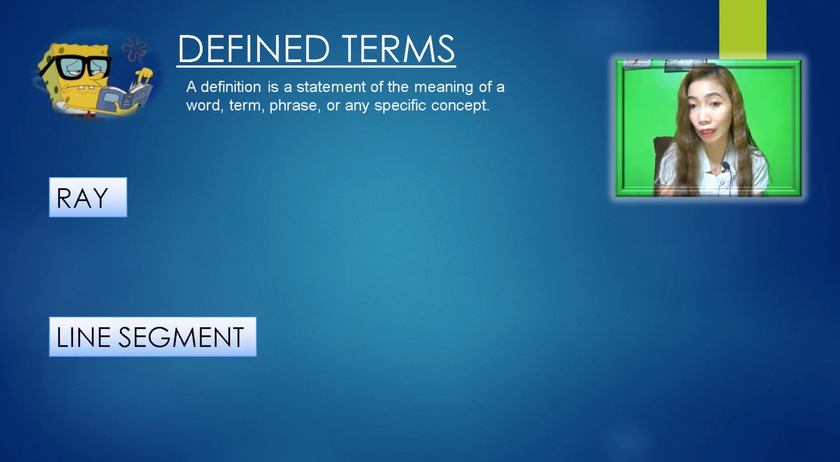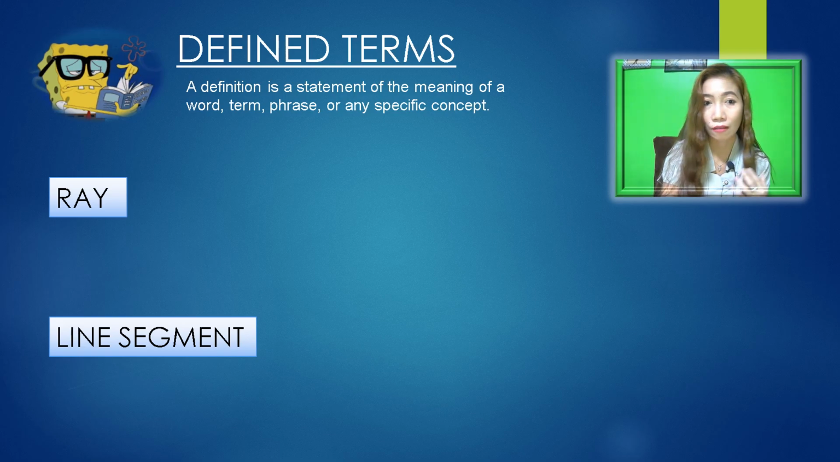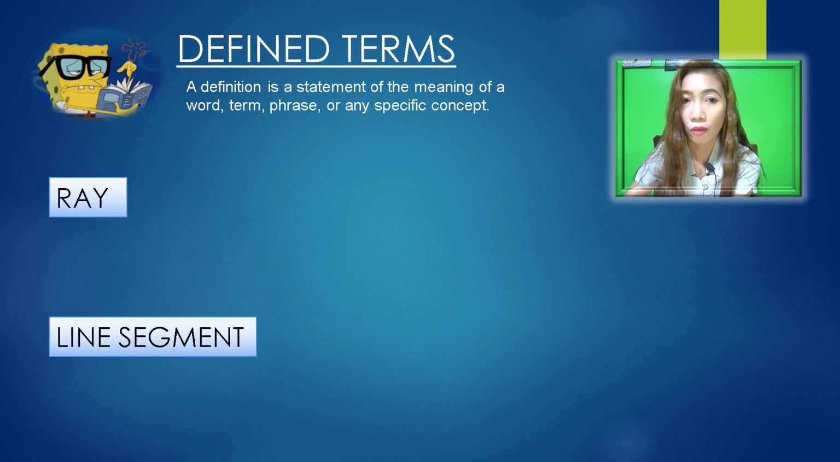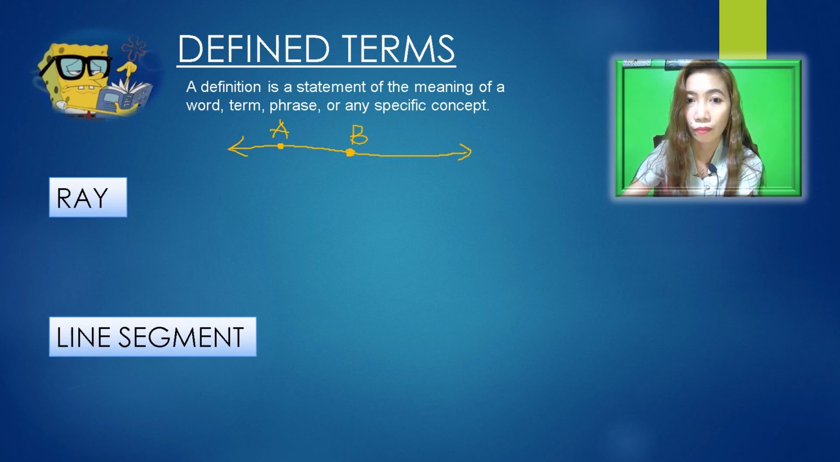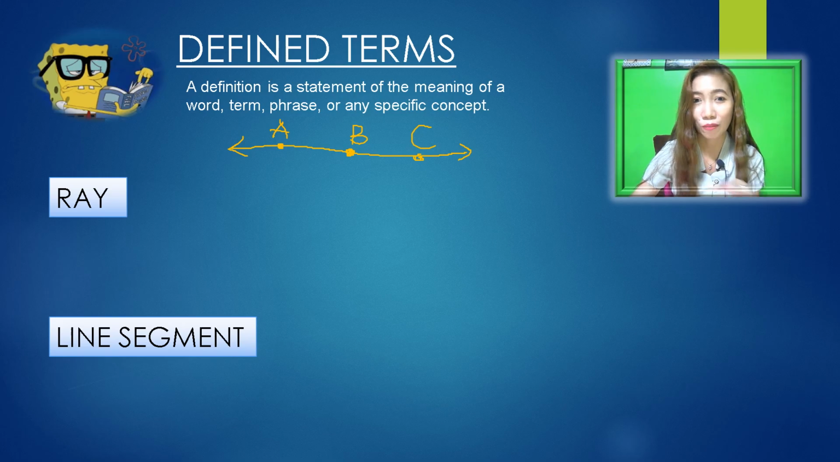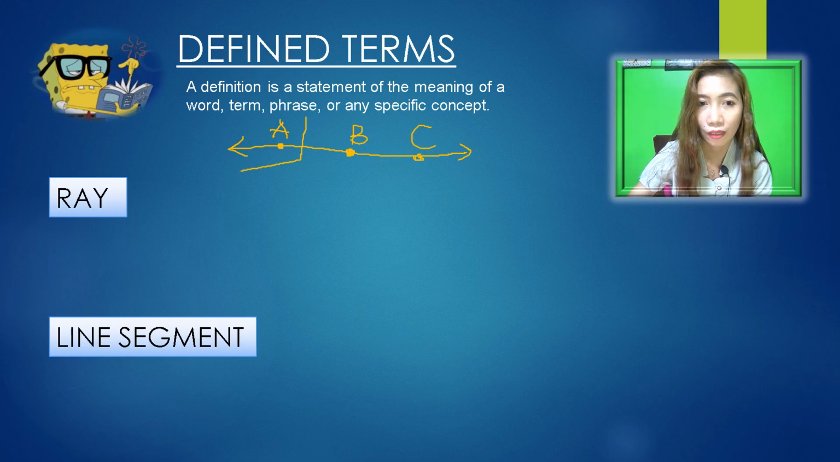These two are just part of a line kung natatandaan nyo. As a review, recall natin, ano ba yung tinatawag na ray? Sabi ko nga kanina, part lang siya ng line. For example, we have here a line, and we have points on the line. Let's say we have point A, point B, and point C. Sorry, medyo nagwe-wave ang aking line. Di siya straight, but just imagine that is a straight line. So what is a ray? This part of the line, from point A, is an example of a ray.